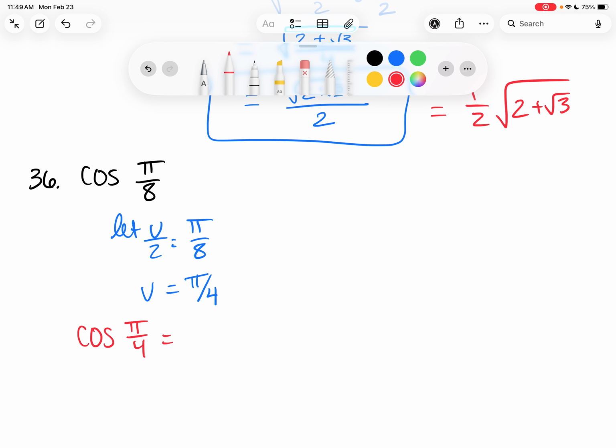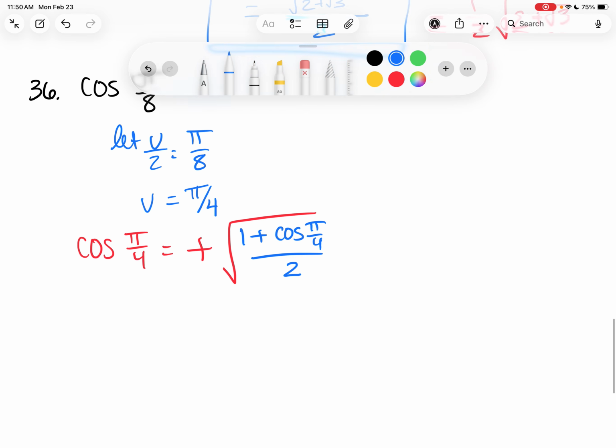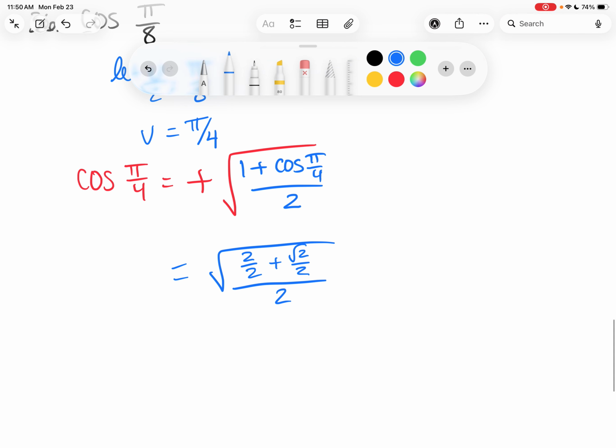Is cosine positive or negative there? Positive. So then the cosine formula is the square root of 1 plus the cosine of pi over 4, all over 2. Yep, cosine of pi over 4 is root 2 over 2. Because I'm going to write this as root 2 over 2, I'm going to write the 1 as 2 over 2, plus root 2 over 2, all over 2. Is the over 2 part still under the radical? Yeah, I just didn't make my thing big enough.